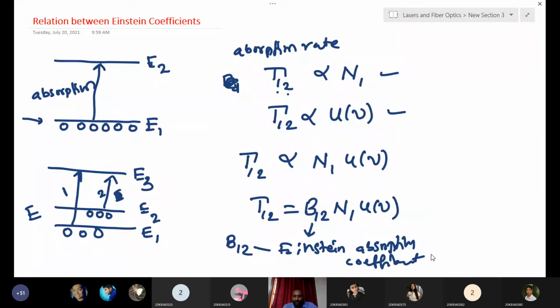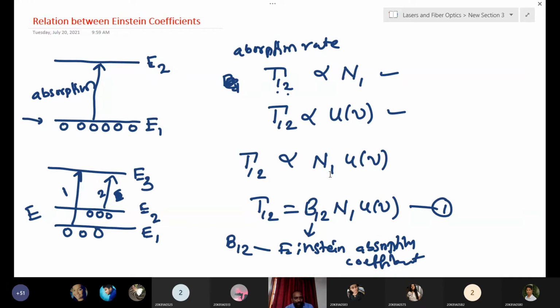Okay, Einstein absorption coefficient. So let's take equation 1. Is this clear up to now? Any doubt here? Yes, explain one second, sir. Okay, so first we have studied the absorption process.